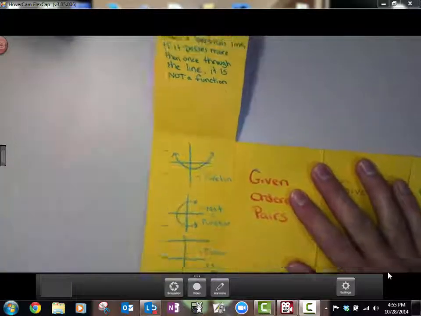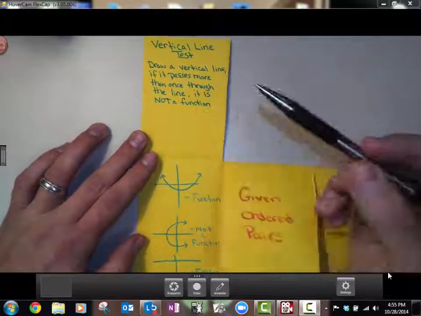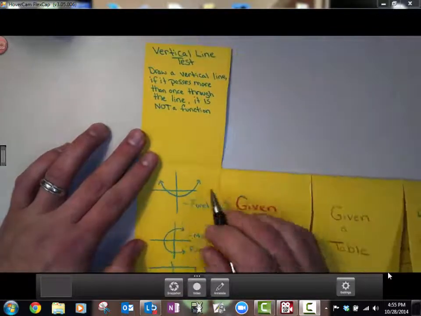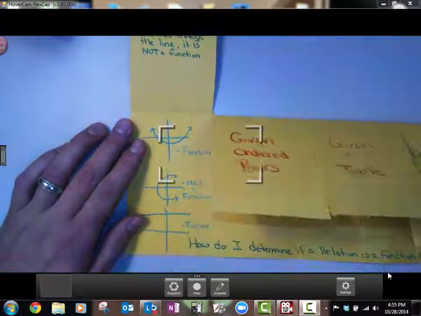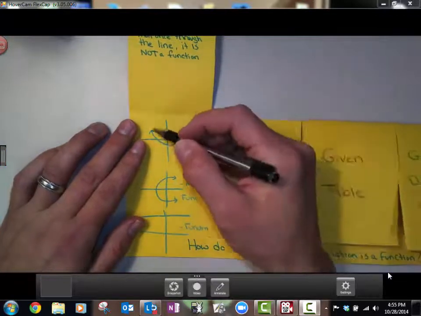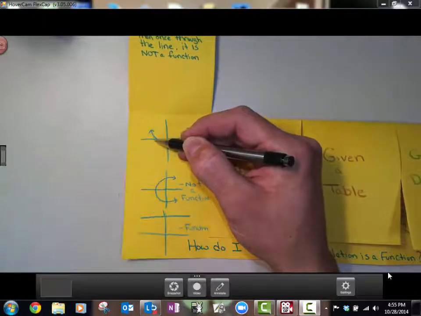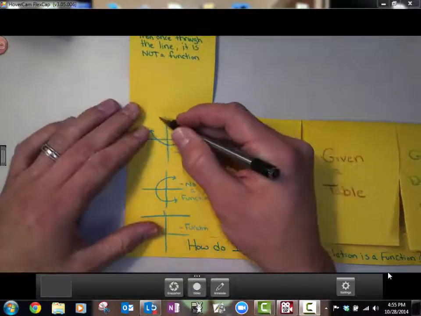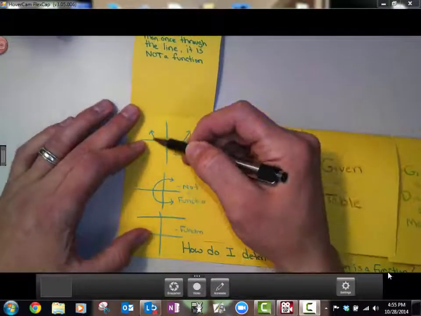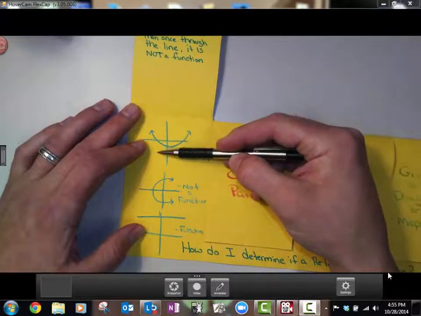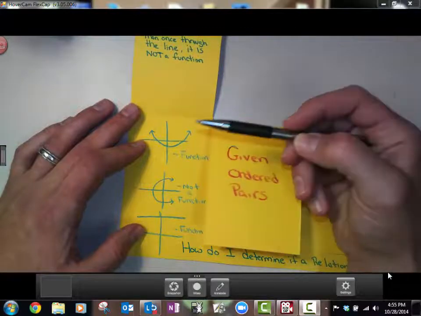First thing I want to look at, and this is something I think you've seen in the past, is the vertical line test: being able to draw a vertical line, a straight up and down line, on each relation to tell if it's a function or not. So as I draw my vertical line straight up and down, if I pass through more than one coordinate pair on the line, it's not going to be a function. For example, this first one, if I draw my vertical lines over and over, I'm only going to hit one coordinate pair on that line each time I draw the line.